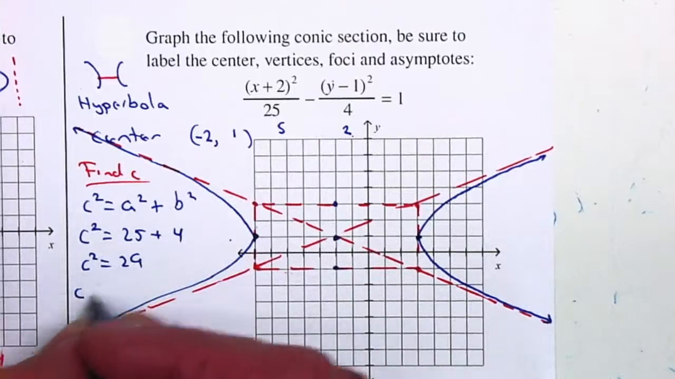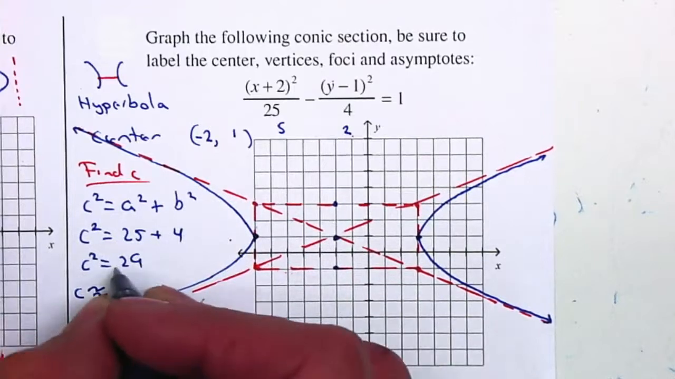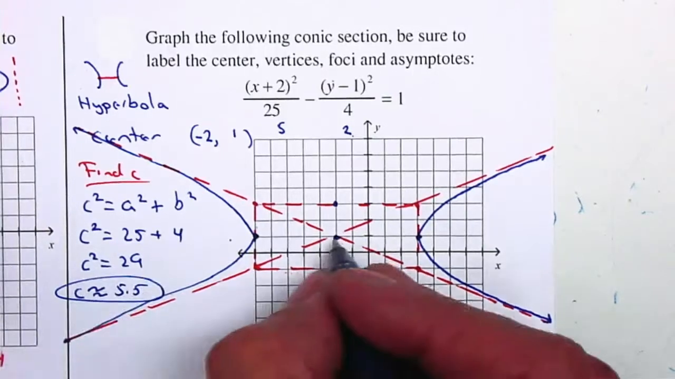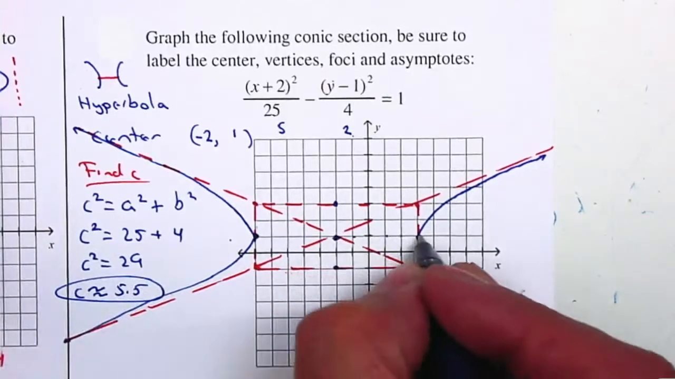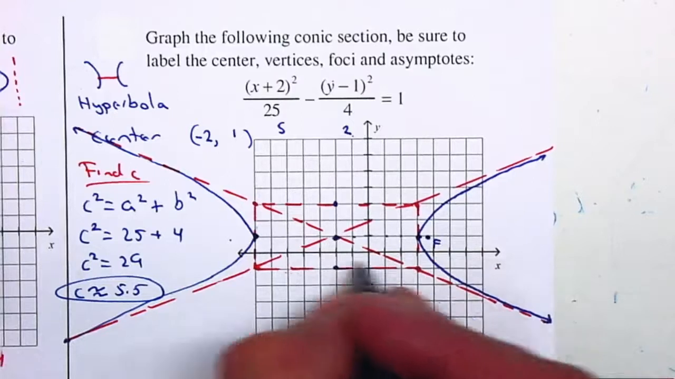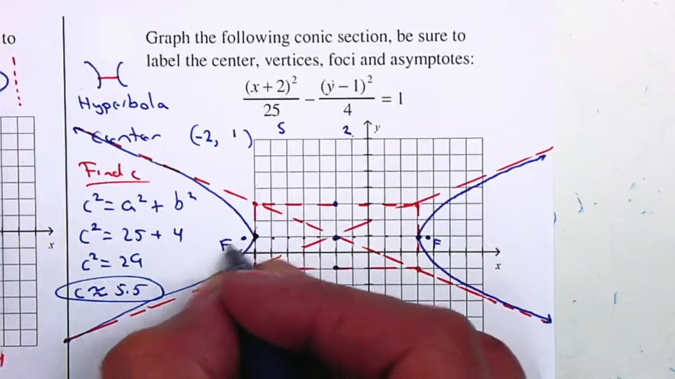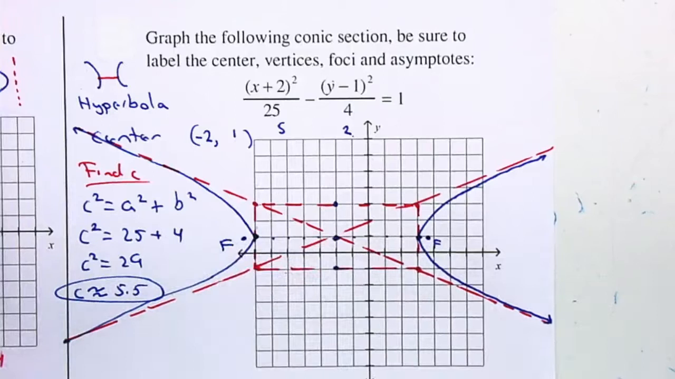Square root of 29 will be approximately, 5 times 5 is 25, 6 times 6 is 36, so let's say 5.5. So from here it will be 1, 2, 3, 4, 5.5 is your focus. 1, 2, 3, 4, 5.5. Your focus will always be inside your hyperbola.